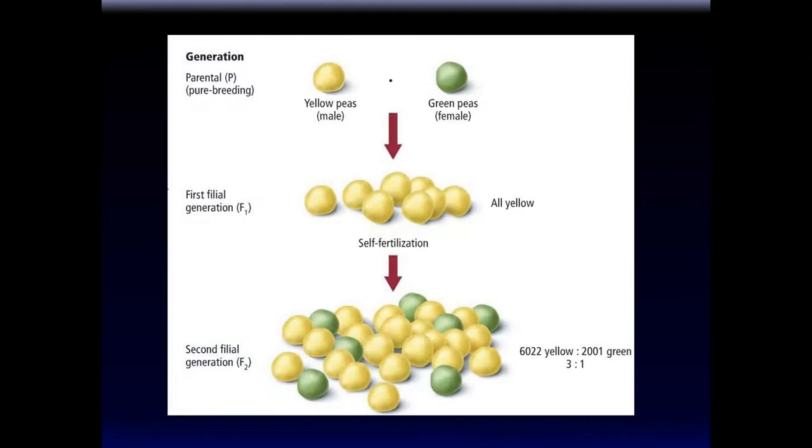So this is the experiment that we started out with, and you can see one of the reasons these plants made very good subjects was that they produce a lot of offspring, and the ratios are very easy to calculate in this way.